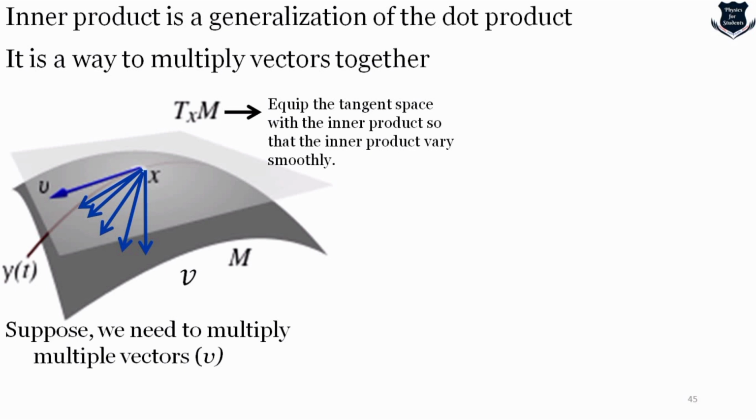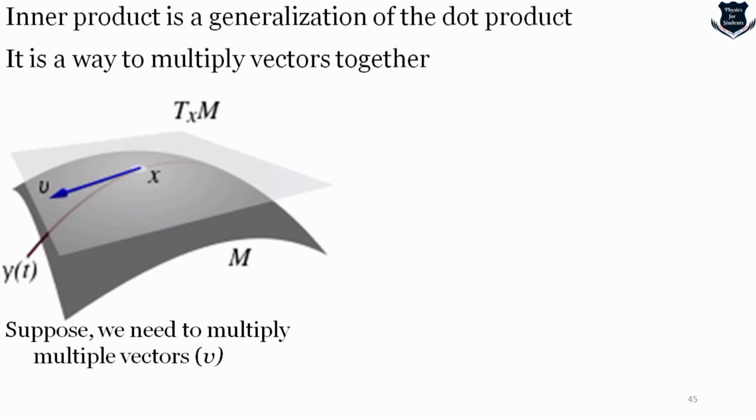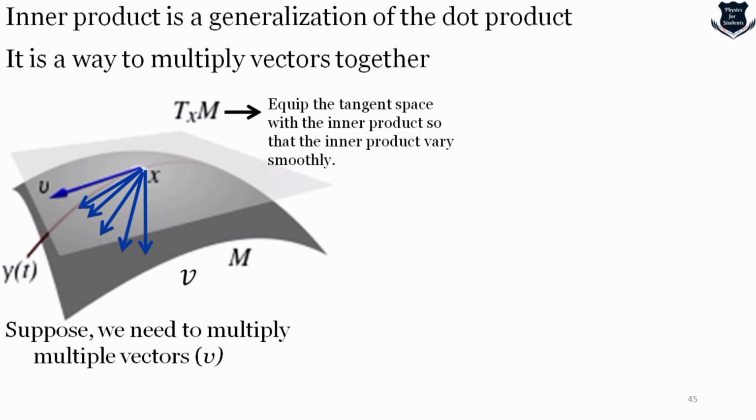because the inner product is a generalization of the dot product and we are multiplying vectors together, I would like to show you again. These are the multiple vectors which are moving in that tangent space, right? And we need to equip the tangent space with the inner product so that the inner product varies smoothly. Until they are varying smoothly, we won't be able to differentiate it. And until we differentiate them, we won't be able to understand the distance part.